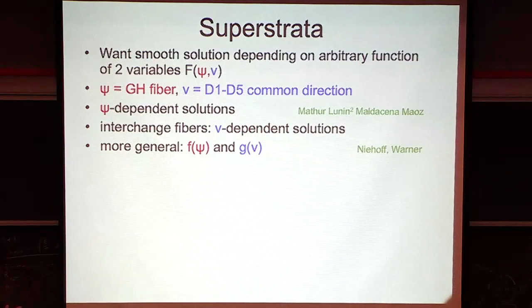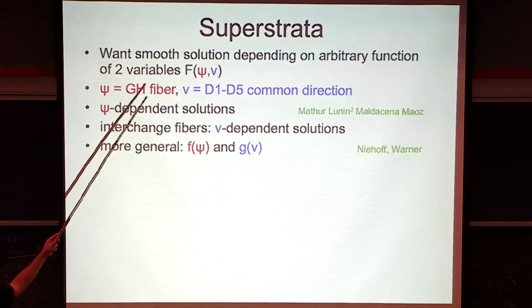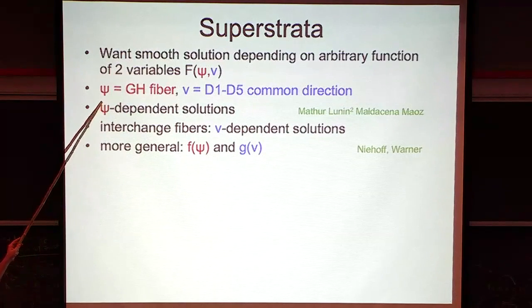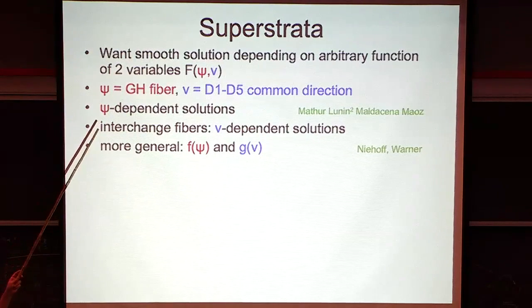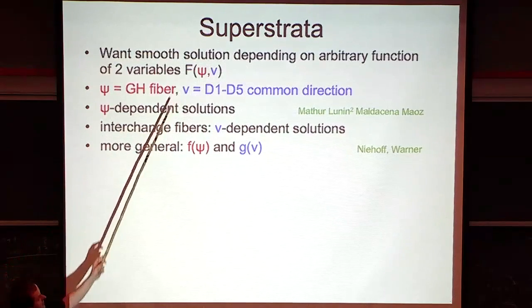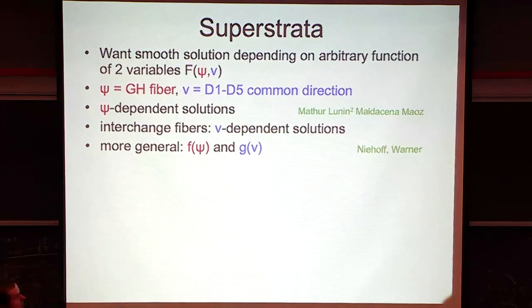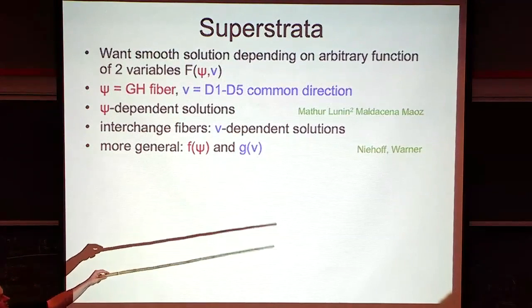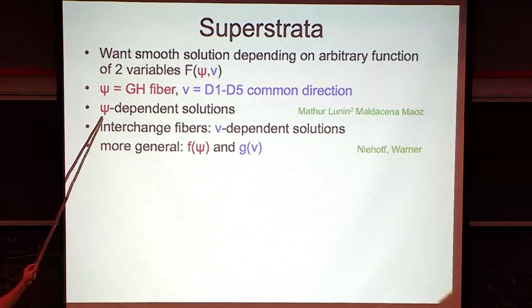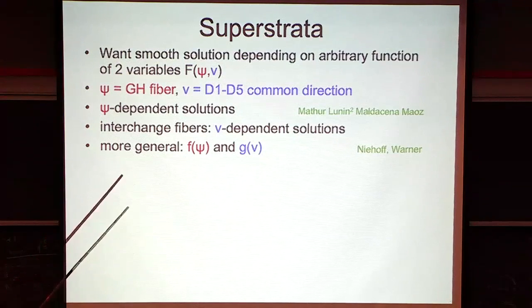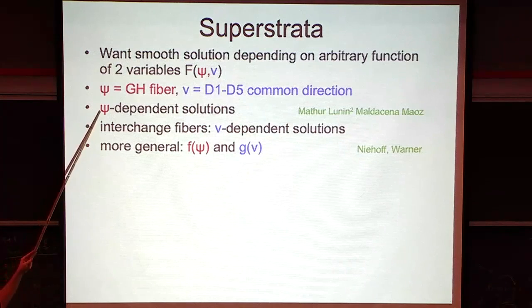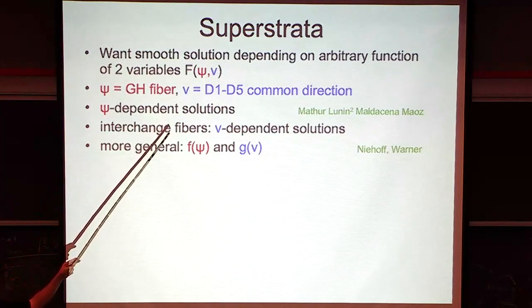So what do we want? We want smooth solutions which depend on functions of 2 variables. Now, if you call the Gibbons-Hawking fiber of these solutions psi, and you call the D1-D5 common direction v, the solutions found by Juan and Lunin and Oleg and Samir and Liat Maoz actually depend on the function psi. You can think about those solutions as having an R3 base, and then you have 2 U(1) fibers, v and psi, and you have time. So the solutions which they found depend on psi, but don't depend on v. They are v independent.